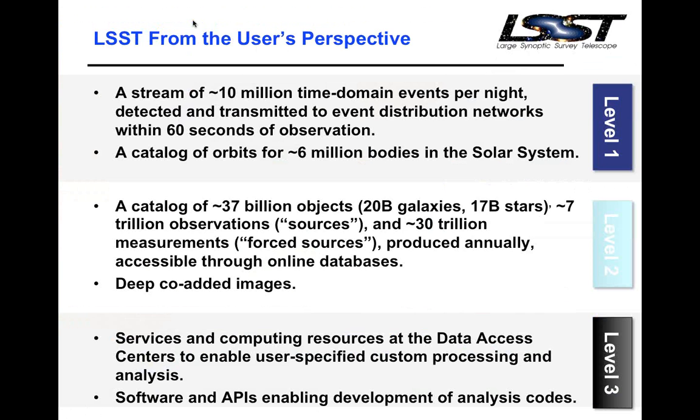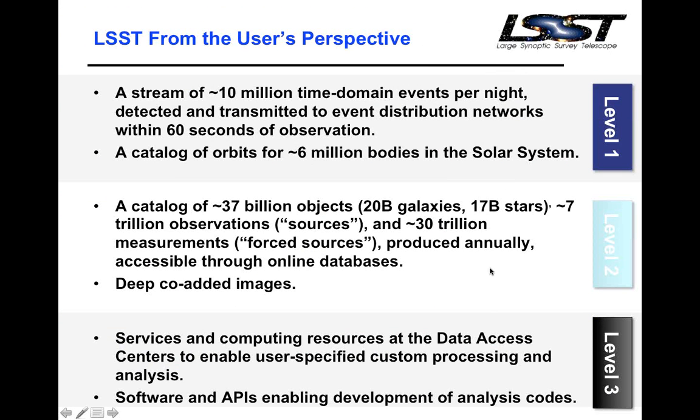So from a user's perspective, this is what LSST will provide: a stream of 10 million time domain events per night, detected and transmitted to event distribution networks within 60 seconds of observation. One of the things that will come from that will be the moving bodies in the solar system, about 6 million, where we'll have orbits for. We call that level 1 processing.